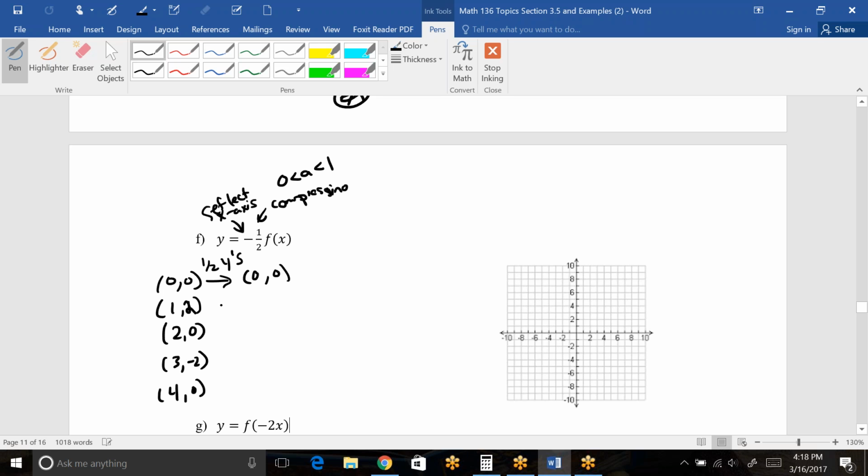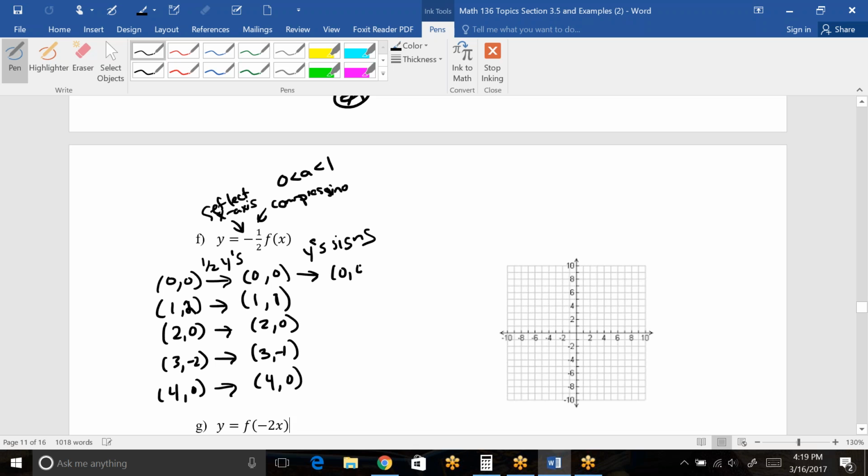So 0 half is still 0. Half of 2, though, is 1. Half of 0 is still 0. Half of negative 2, though, is negative 1. And half of 0 is still 0. Okay, and then we're going to reflect, which means all the y's are going to change their signs.